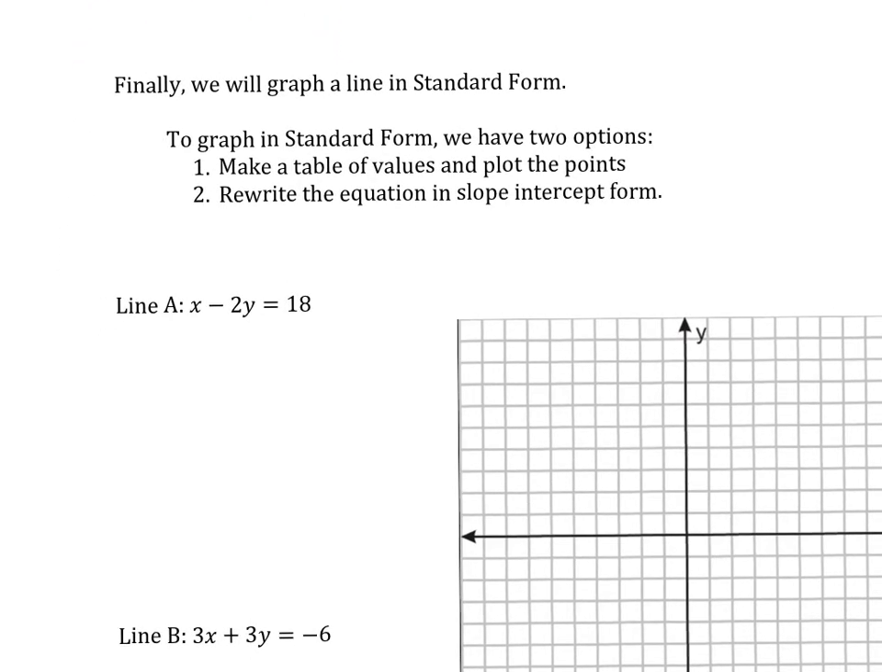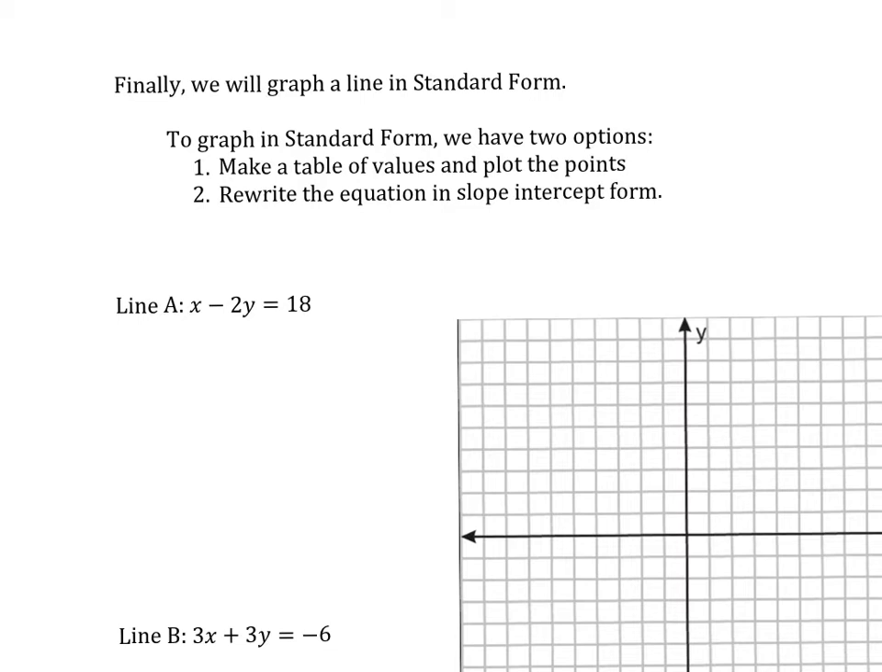Okay, finally, we are going to graph a line in standard form. So to graph a line in standard form, we have a couple options. We can either 1, make a table of values and then plot the points, or 2, we can rewrite the equation in slope-intercept form. I will do an example of both so that we know how to do both of those. Okay, but I'm going to start with rewriting the equation into slope-intercept form.